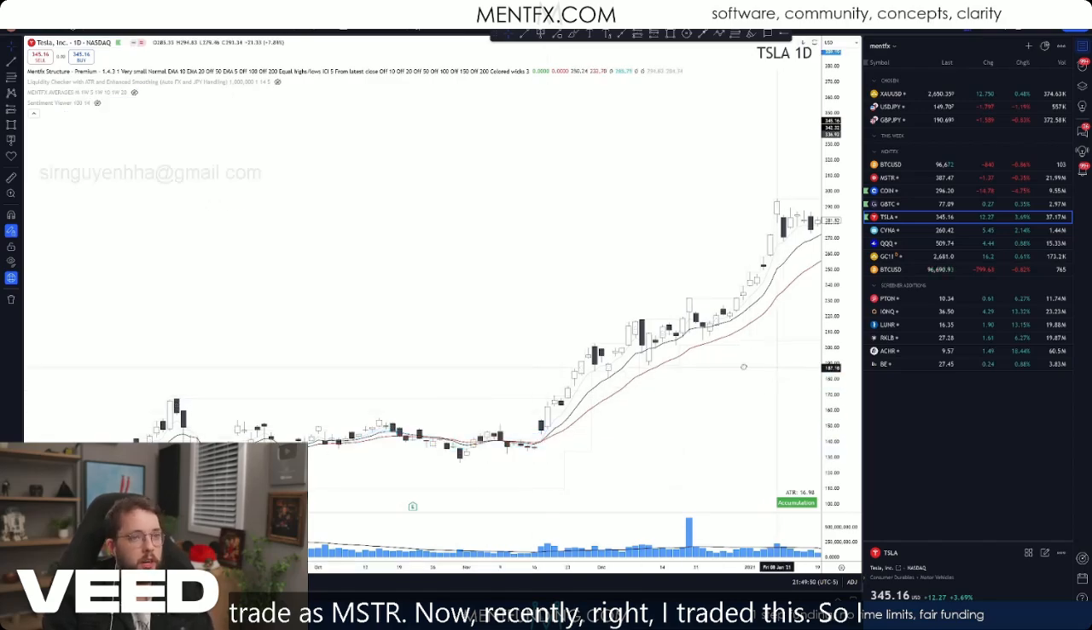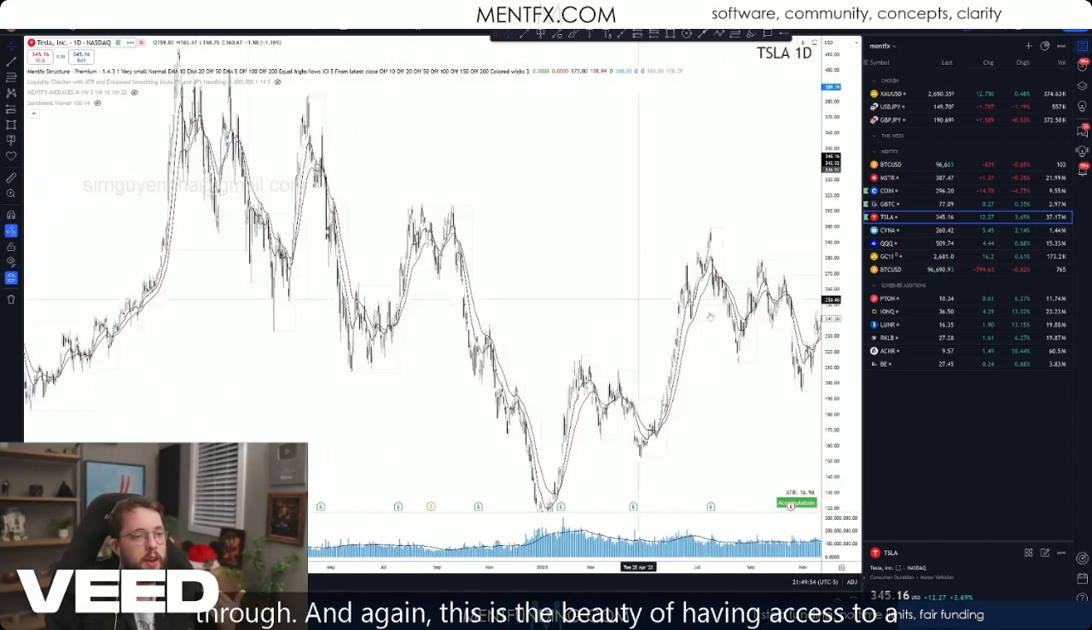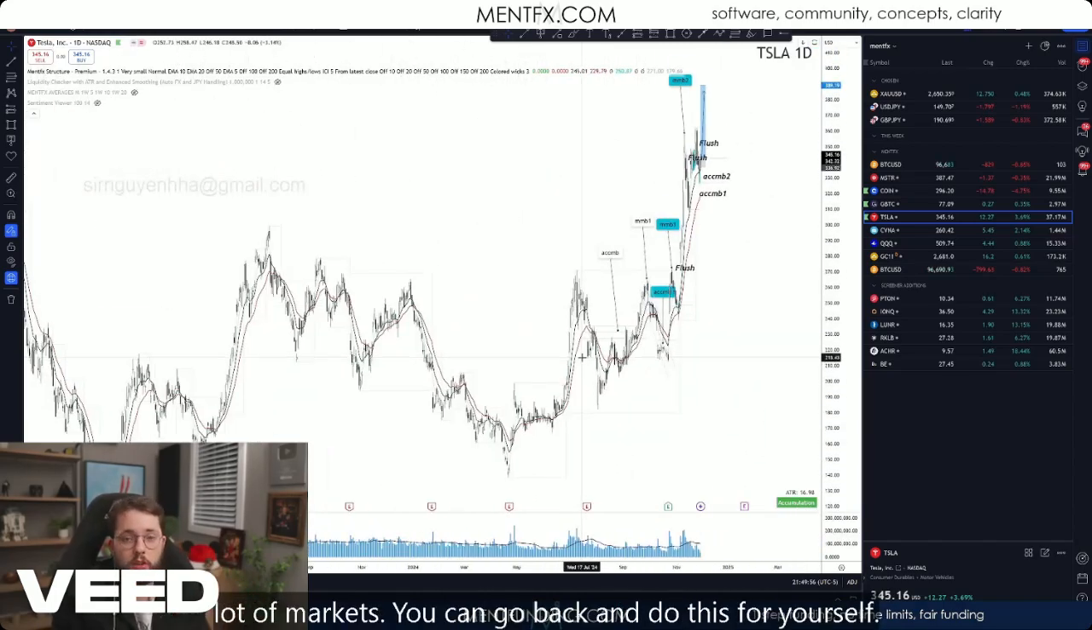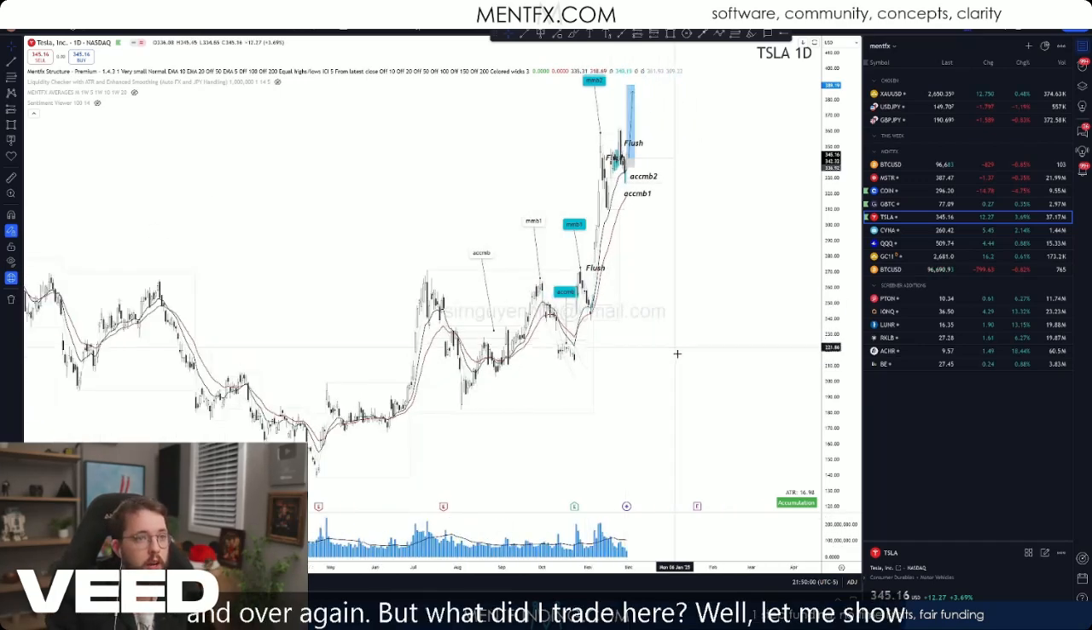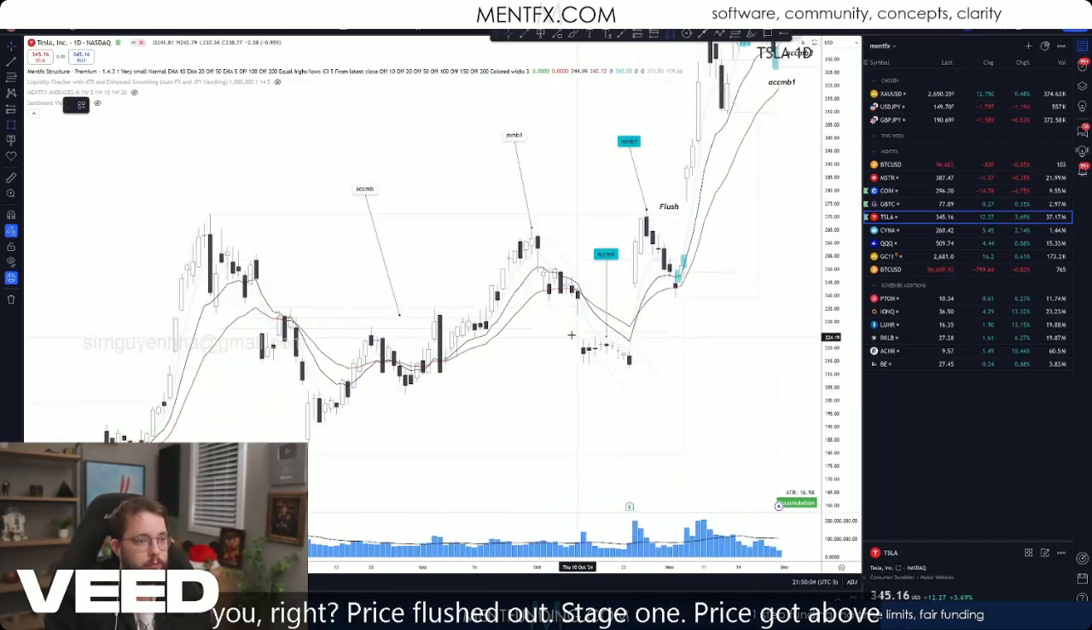Now recently, right, I traded this, so I want to walk you through the recent cycle that it's going through. And again, this is the beauty of having access to a lot of markets. You can go back and do this for yourself. You can literally see all this stuff go down over and over and over again. But what did I trade here? Well, let me show you, right?